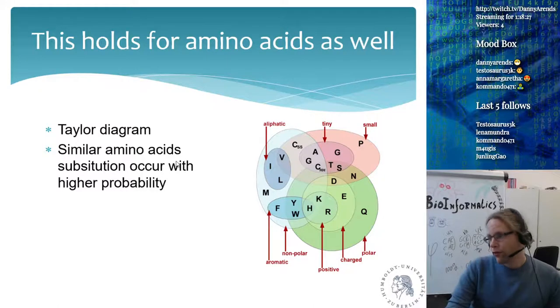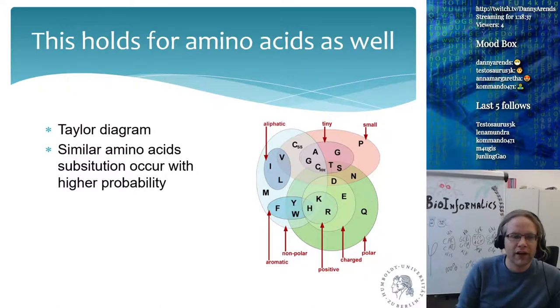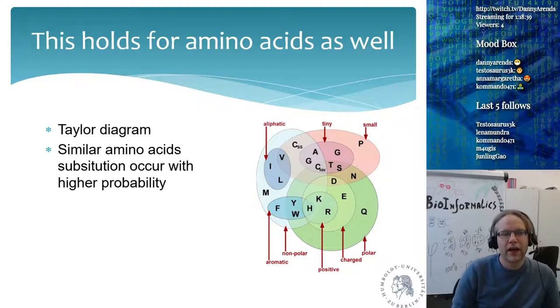The same thing holds for amino acids. Some amino acids are very similar and some amino acids are very, very different, right? So here we see the Taylor diagram of the amino acids, and we see more or less the distance between them. The distance between the P and the G is not that big, but the distance between a P and an F is really big, right? It's because they are more or less on opposite sides.